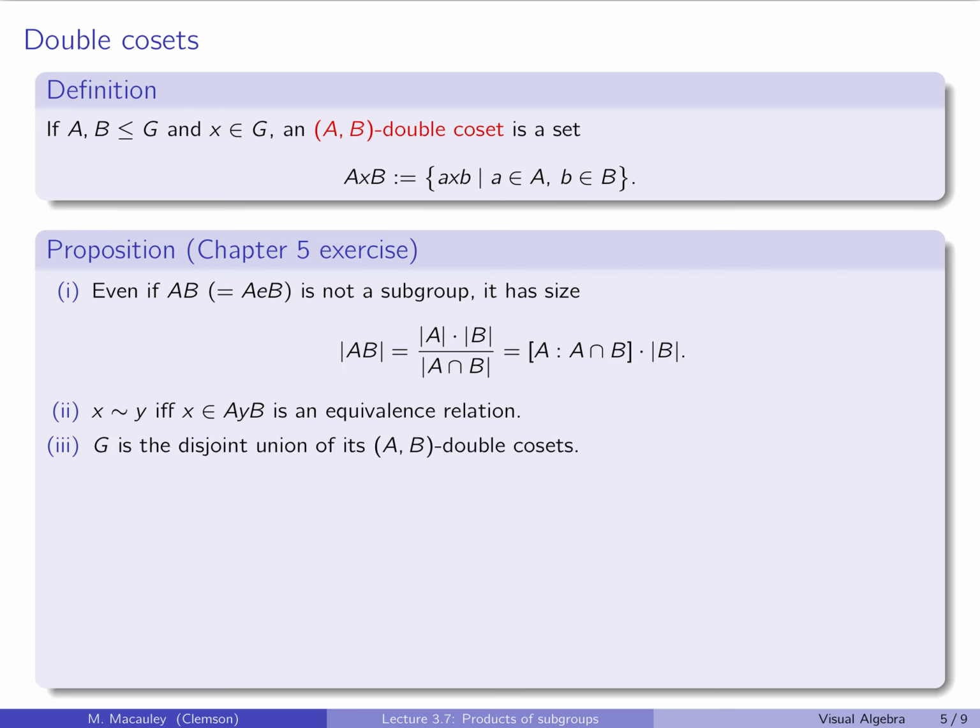As a corollary, G is the disjoint union of its AB double cosets. The fact that this defines an equivalence relation means that double cosets are disjoint. Equivalence classes are always disjoint. And notice that every element Y in the group is in a double coset. It's in AYB, because in this double coset is the element E times Y times E, which is equal to Y. So not only are the double cosets disjoint, but they partition the group G.